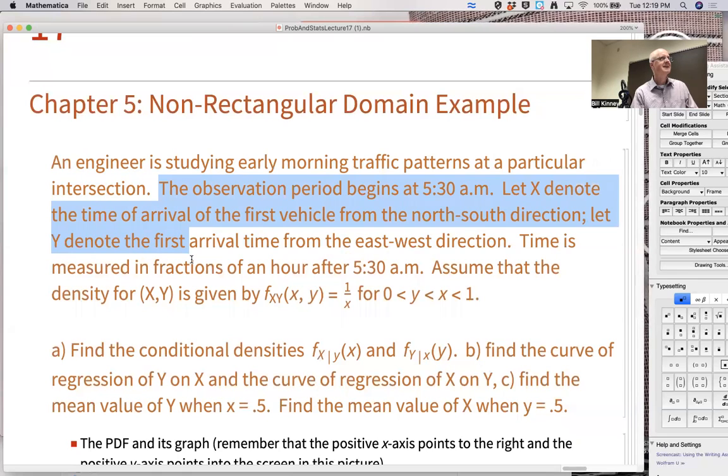I guess what they mean by that is like 0.1 hours would be 1/10 of an hour, which would be 6 minutes.